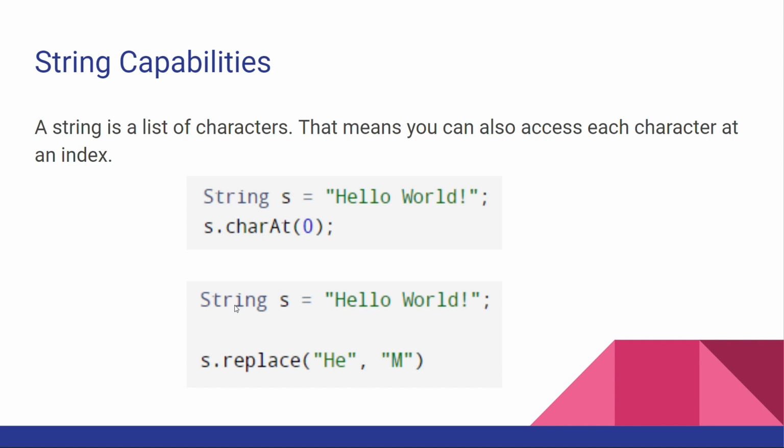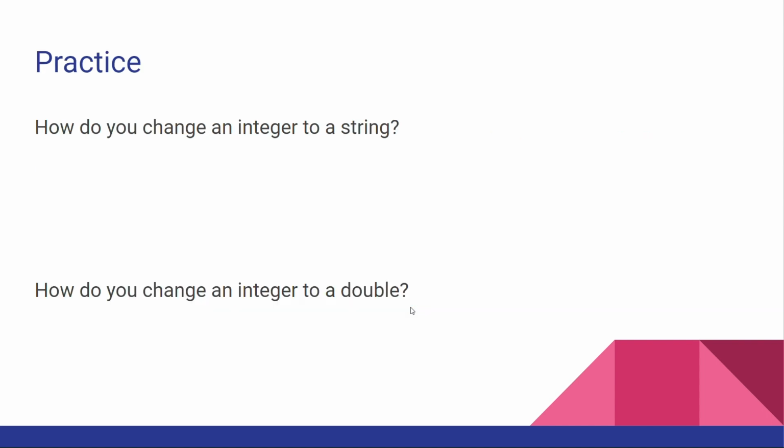Now let's say we want to maybe replace some words, right? So s.replace. The first parameter is going to be the string that we're going to be taking out, then a comma, and then the string that we'd be putting in. So if we run this code, what it's going to do is give us "mello world". So that's how you do it.